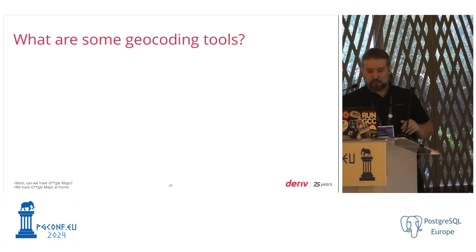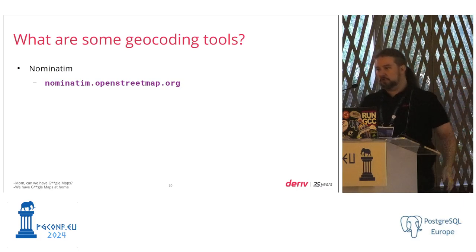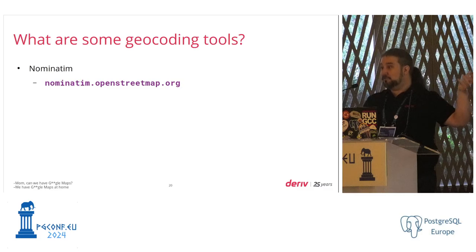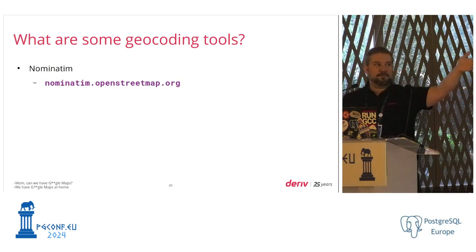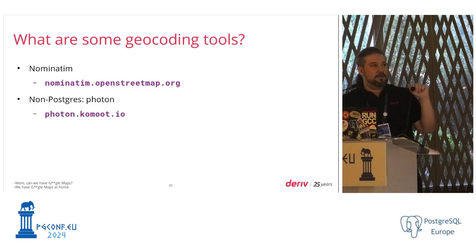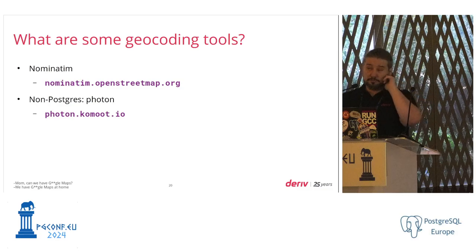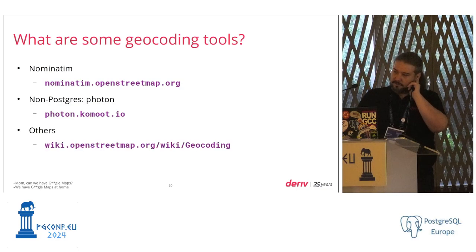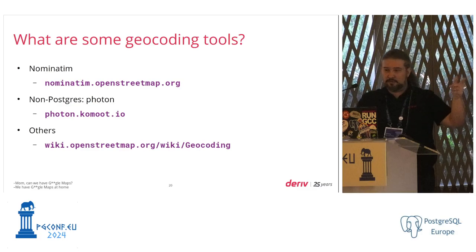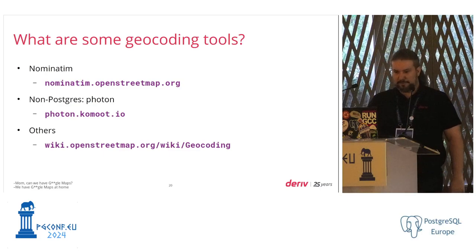What geocoding tools can we use? I mentioned Nominatim. There's a free implementation and a reference website up on nominatim.openstreetmap.org. You generally shouldn't link to that and depend on that for your application because it's freely provided and has usage limits, but it's open source software. You can install it and you can run it wherever you want. A non-Postgres geocoder you can use is Photon. And there are also other geocoding tools that you can find on this wiki page. Again, the slides will be up on the web, so you can click on those links and hopefully they'll work.